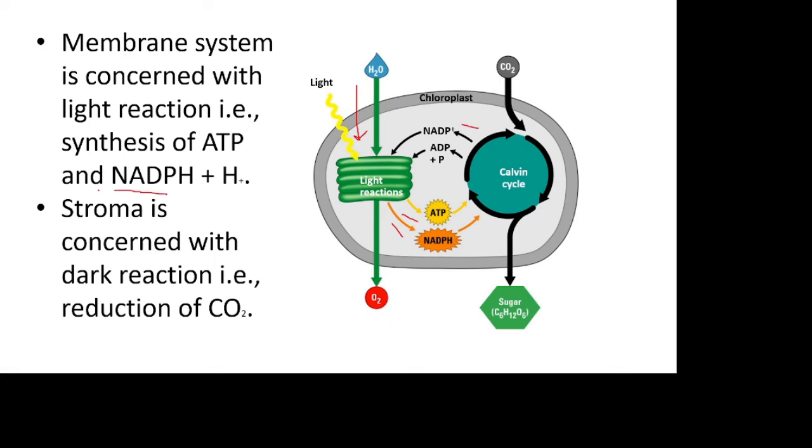So here we only need to understand that the stroma is for the dark reaction, and the light reaction takes place in the thylakoid. These two things are very important to understand. The stroma is the site for the dark reaction, and the thylakoids are the site for the light reaction. Okay.